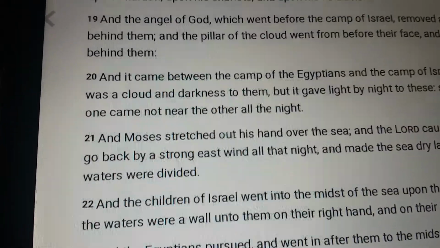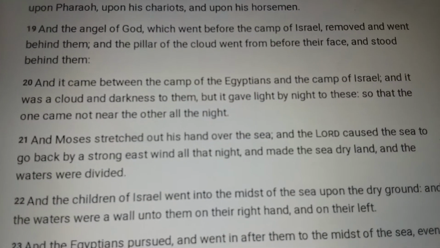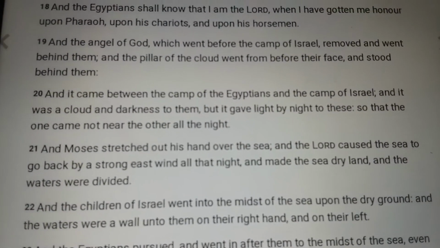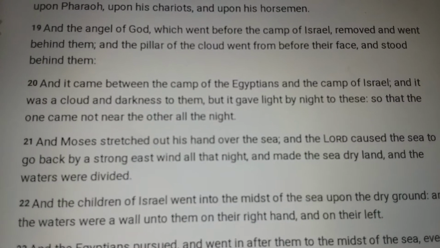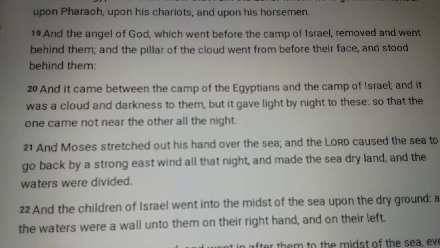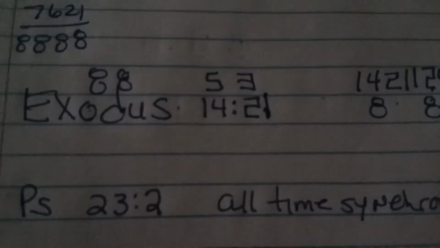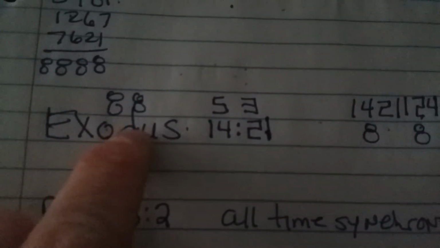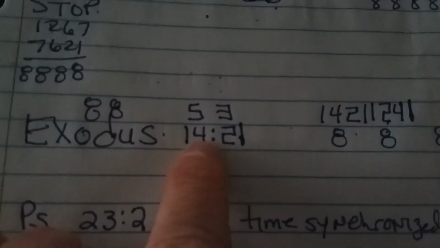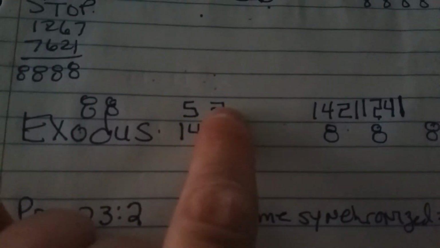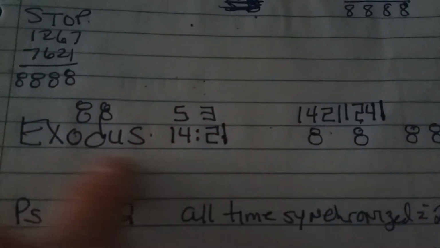Okay, right here. It says, And Moses stretched out his hand over the sea, and the Lord caused the sea to go back by a strong east wind all that night, and made the sea dry land, and the waters were divided. So the sea represents time being divided. And if you look at that verse, you see already, again, the Exodus is 88. You see how the 1 and 4 make a 5, and the 2 and 1 make a 3. So it'd be like 888, which has to do with the fullness of time.